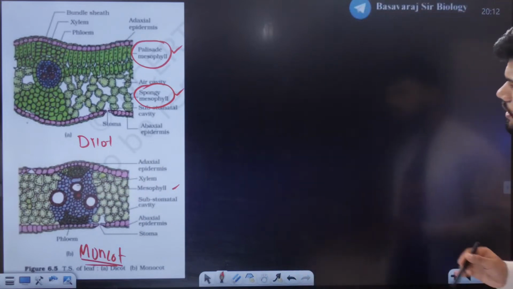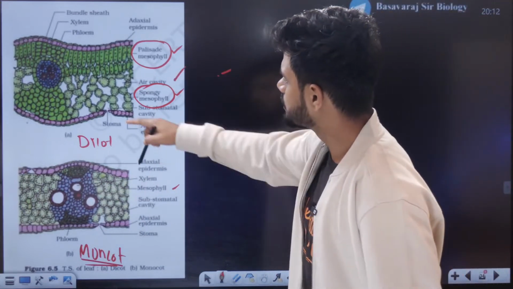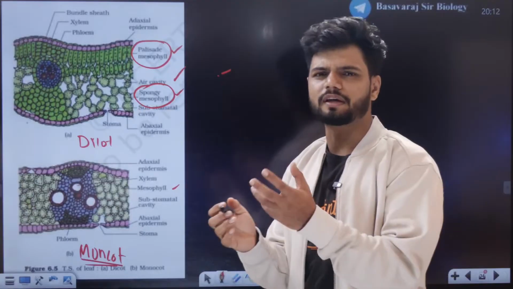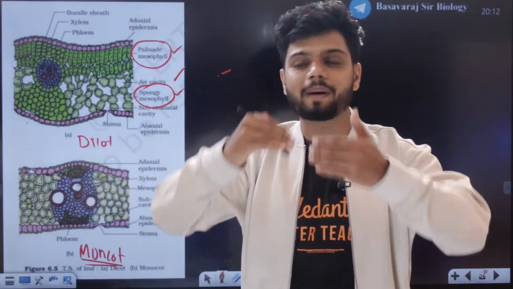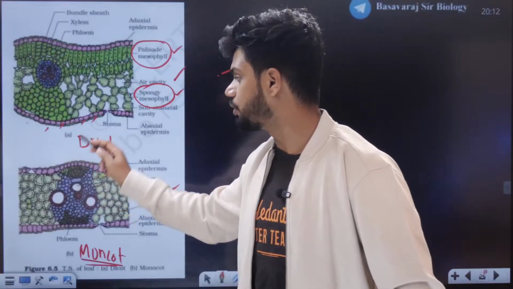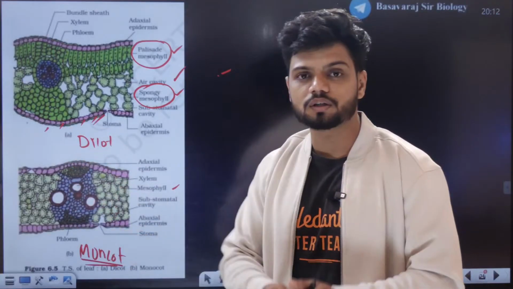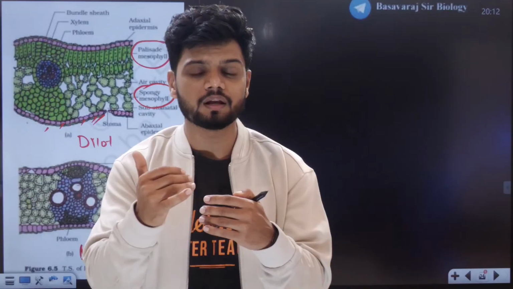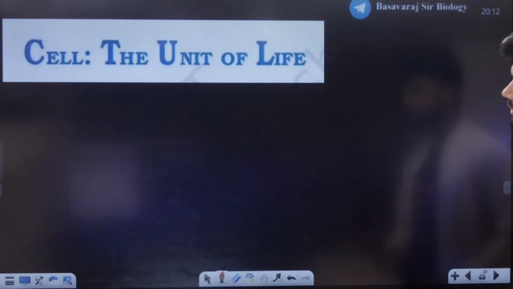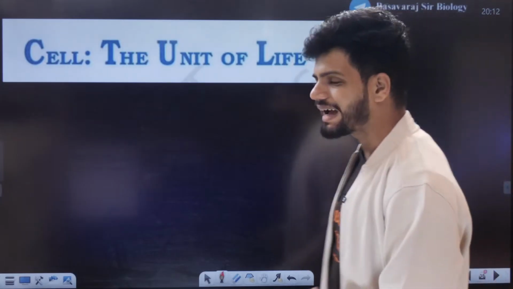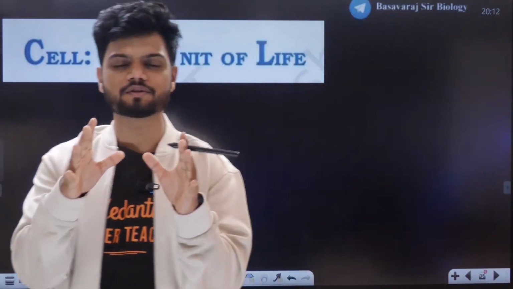You can also find air cavities here. Stomata can also vary. For example, in the case of dicot, there are more stomata at the bottom. But in the case of monocot, the number of stomata is equal on both sides. So with that, anatomy is also briefly over.